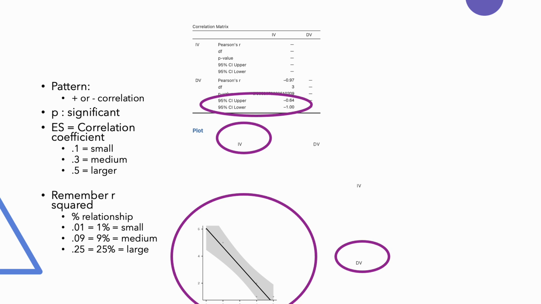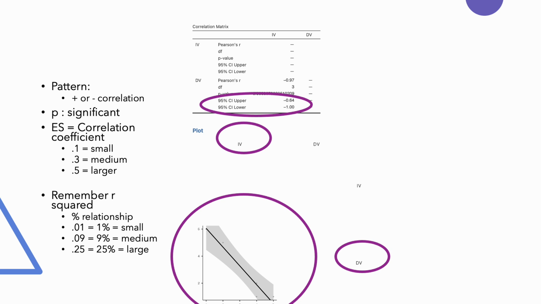Correlation is one of the most sensible statistics that we use because the actual statistic is an effect size measure. It's one of my favorites because it's very simple. Now, earlier I taught you all about R squared, percentage relationship. So when you square your R, you get the percentage relationship between the IV and the DV. A 0.1 is small, so 0.1 squared is 0.01 times 100 is 1%. A 1% relationship is small.